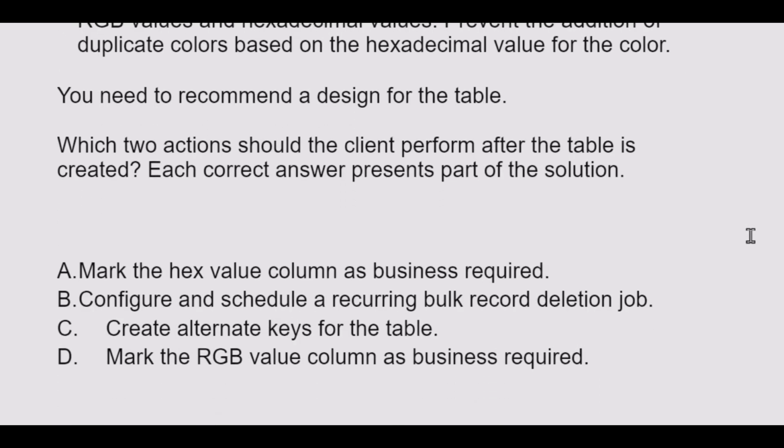The options are: option A, mark the hex value column as business required. Option B, configure and schedule a recurring bulk record deletion job. Option C, create alternate keys for the table. Option D, mark the RGB value column as business required. The correct answers are option B and C.